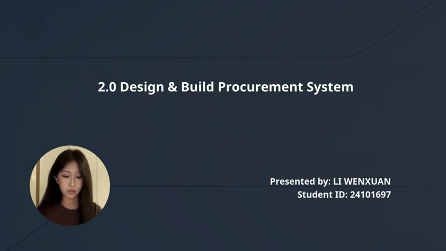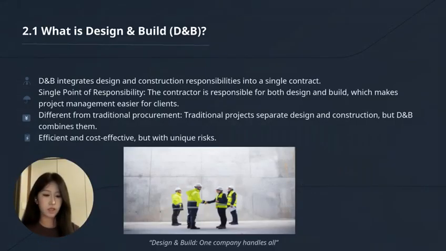Today I will introduce the design and build system, also called D&B. D&B means one company is responsible for both design and construction. This is not like the traditional way, where design and construction are done by different companies. With D&B, the client only needs to talk to one contractor. This makes the project process faster and easier to manage.